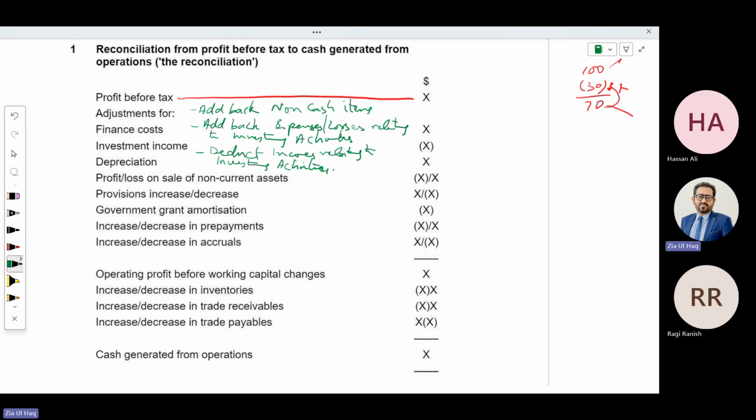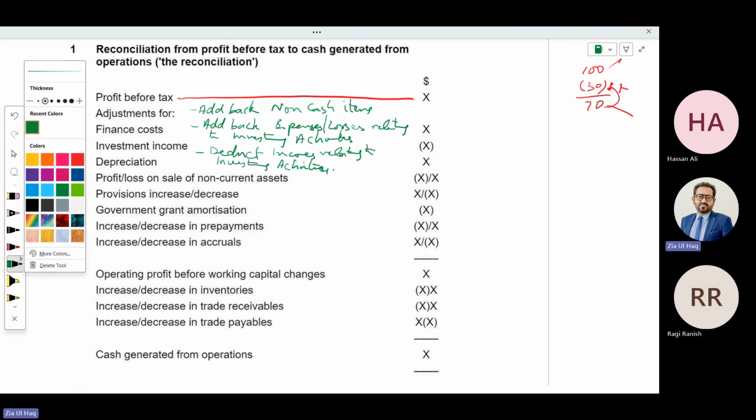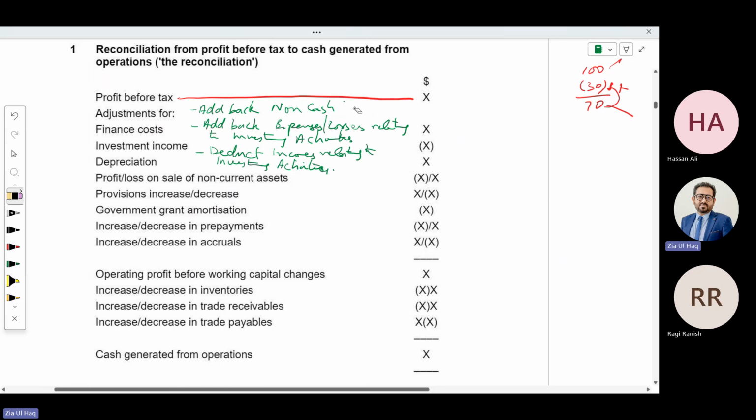Meaning profit before tax, we need to make some adjustments. Add back non-cash items. If we say expenditure, that will be the relevant word. Depreciation is expenditure. Is there any cash involved? This is called non-cash expenditure.